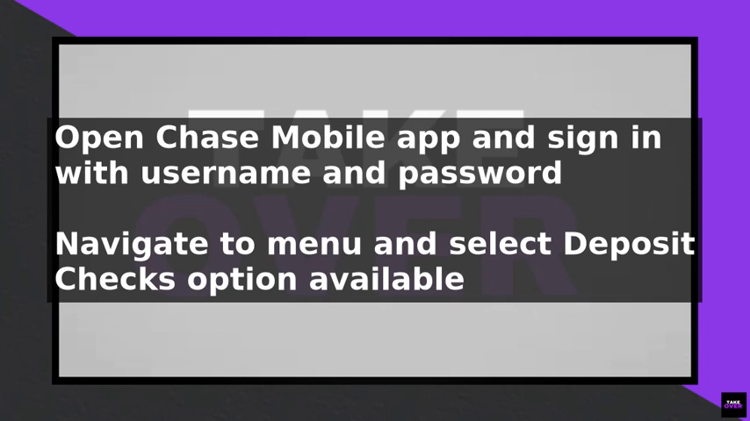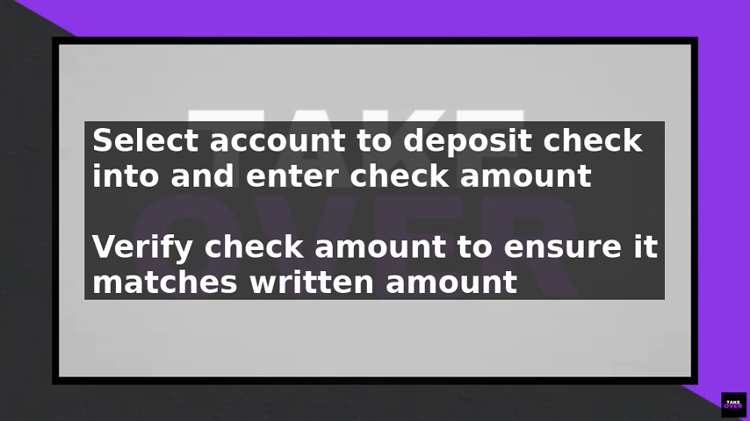Once you are logged in, navigate to the menu and select Deposit Checks. Chase QuickDeposit allows you to deposit checks remotely using your mobile device. To begin the deposit process, select the account you want to deposit the check into and enter the check amount. Make sure to verify the check amount to ensure it matches the written amount on the check.